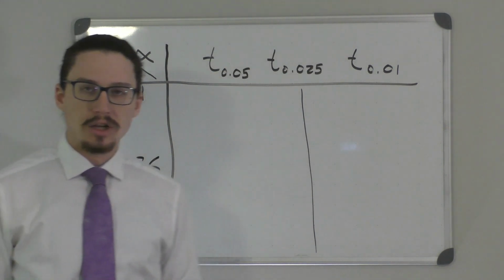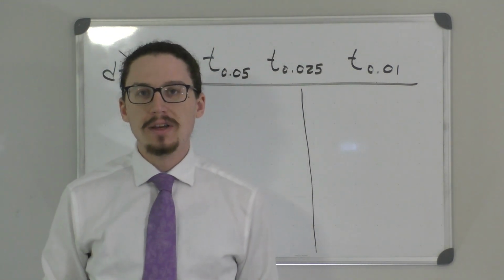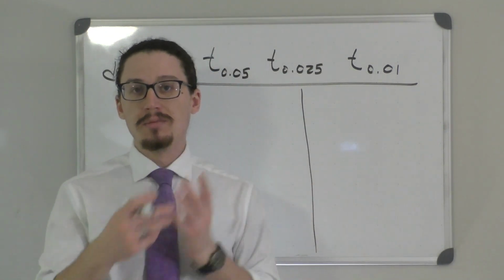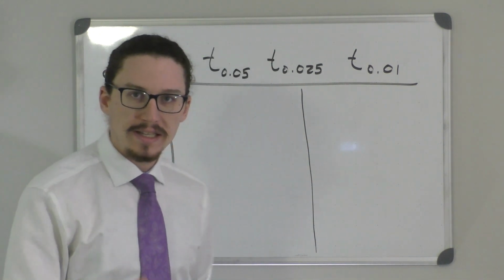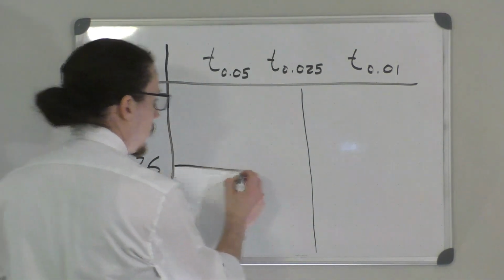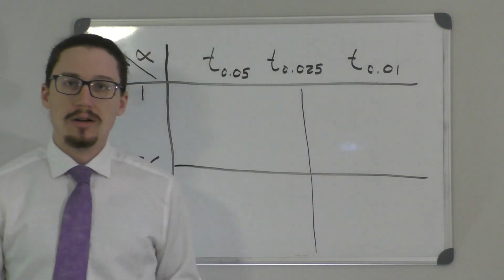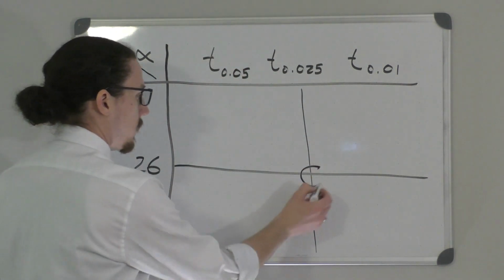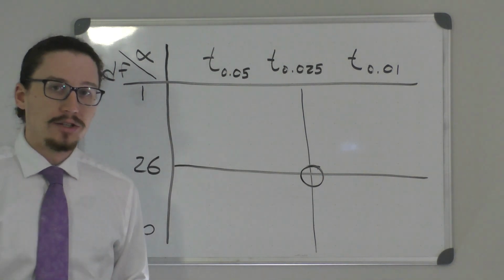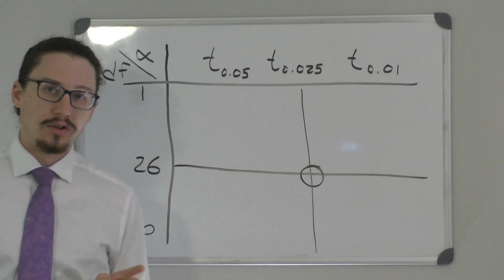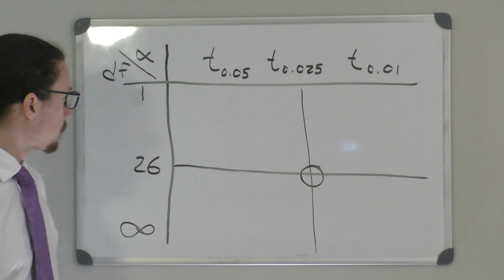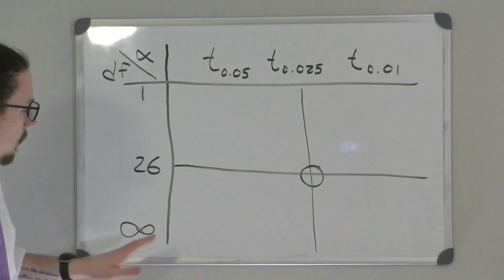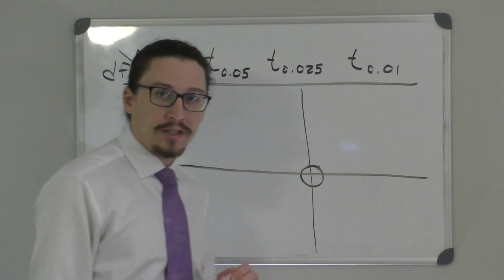But when we look for our degrees of freedom, let's say our degrees of freedom were 26. So we have a sample size of 27. n is 27, minus 1 gives us 26. That would tell us that our critical value was in that row. Where that row and column intersect, that's where our critical value would be.